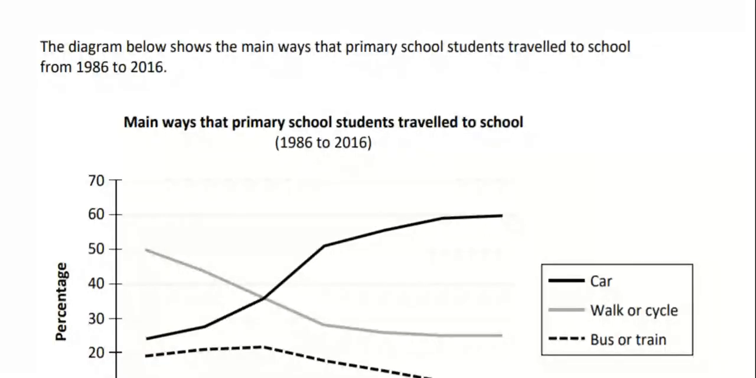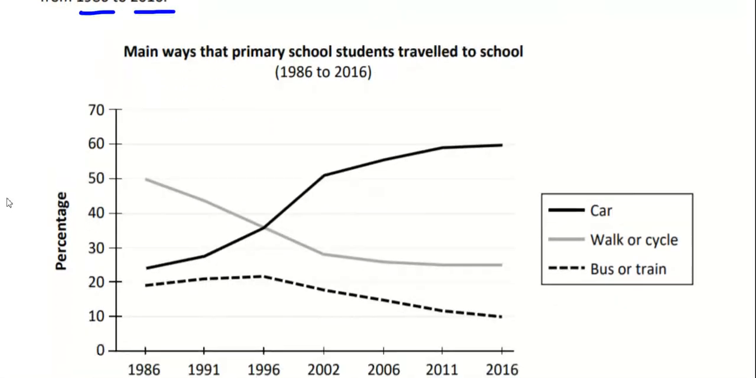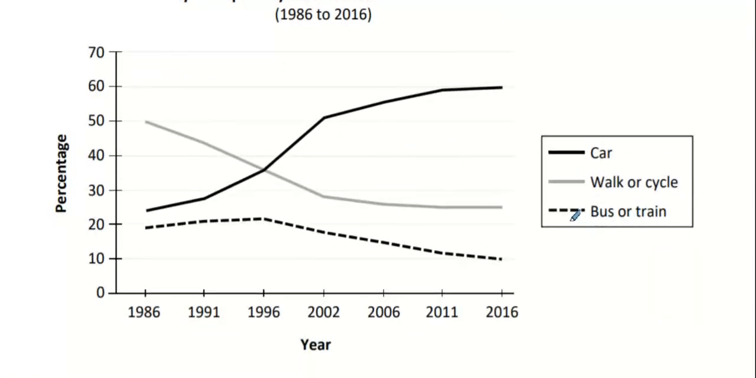Okay, let's move on. The next diagram shows the main ways that primary school students travel to school from 1986 all the way to 2016. So we see in the early days, most primary school students walked or cycled, because you can see that this is up at 50% in 1986. The car was down roughly at 24%, and then the bus or train just below 20, let's call it 19%.